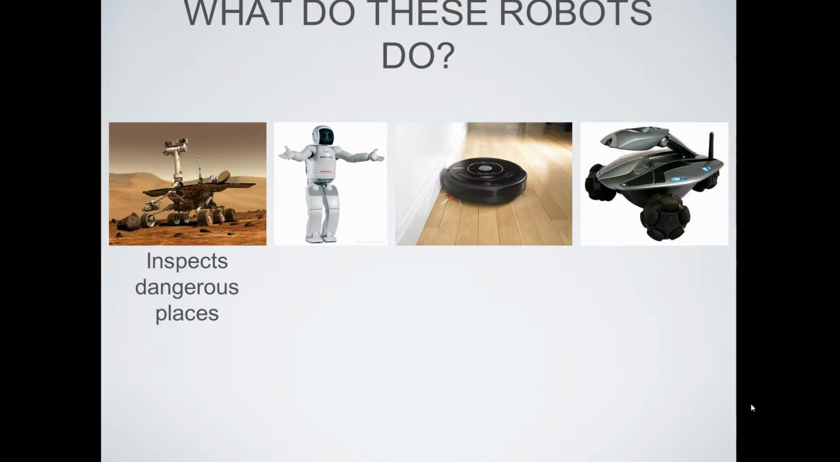The Mars rover inspects dangerous places. The Mars rover is on Mars, a planet very far away that human beings aren't able to travel to, so we sent this robot onto Mars where it's a very dangerous place to go, and then the robot will inspect that planet and it will send us back pictures of Mars and information about Mars as well. So a very useful robot.